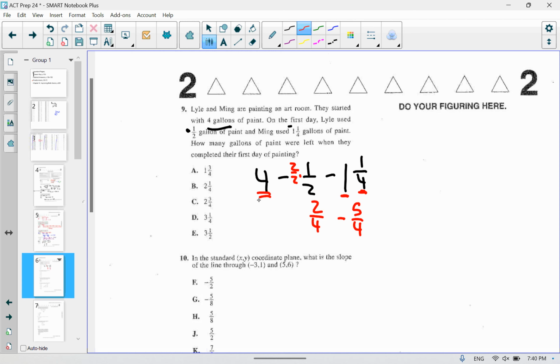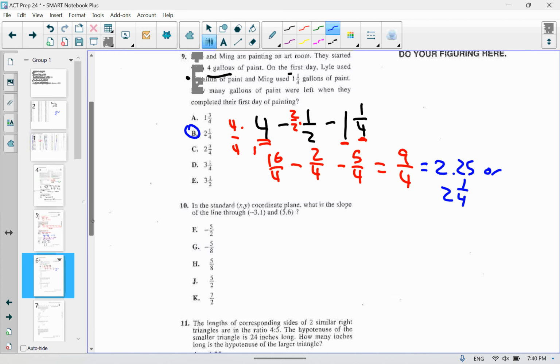And if I have 4 fulls, that's really 4 over 1, I can multiply by 4 over 4. So I have 16/4 there. 16 minus 2 would be 14, minus 5 would be 9. So I'd get 9/4. Unfortunately, all these are mixed numbers. So if I did 9 divided by 4, that'd be 2.25 or 2 1/4. So letter B has to be the right answer here.